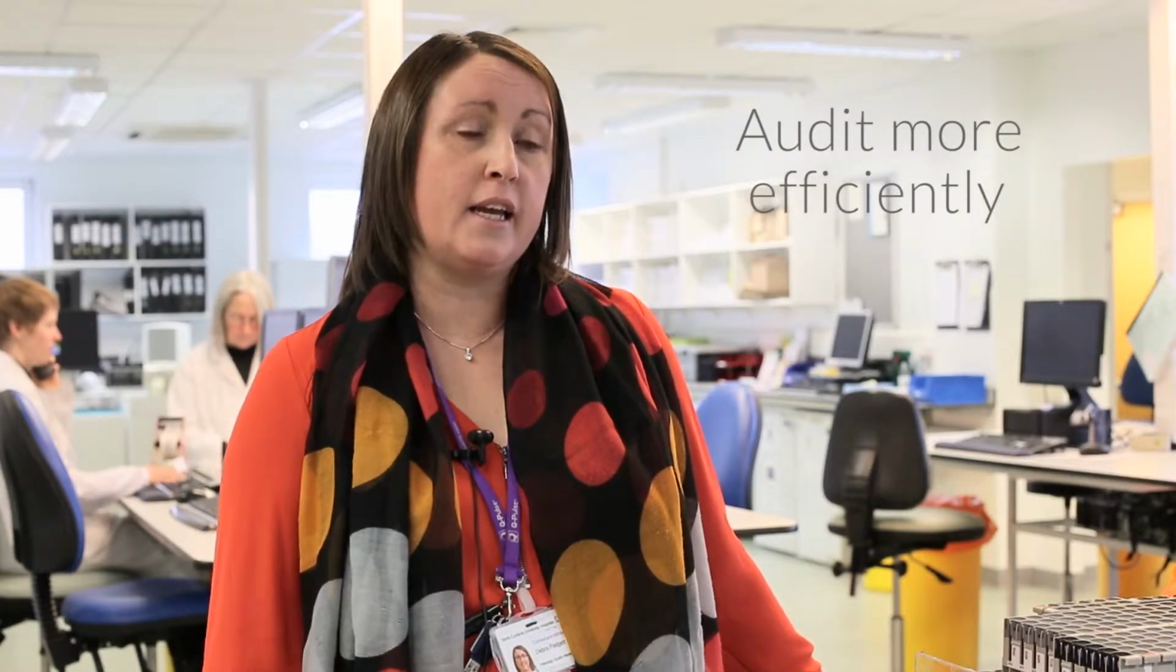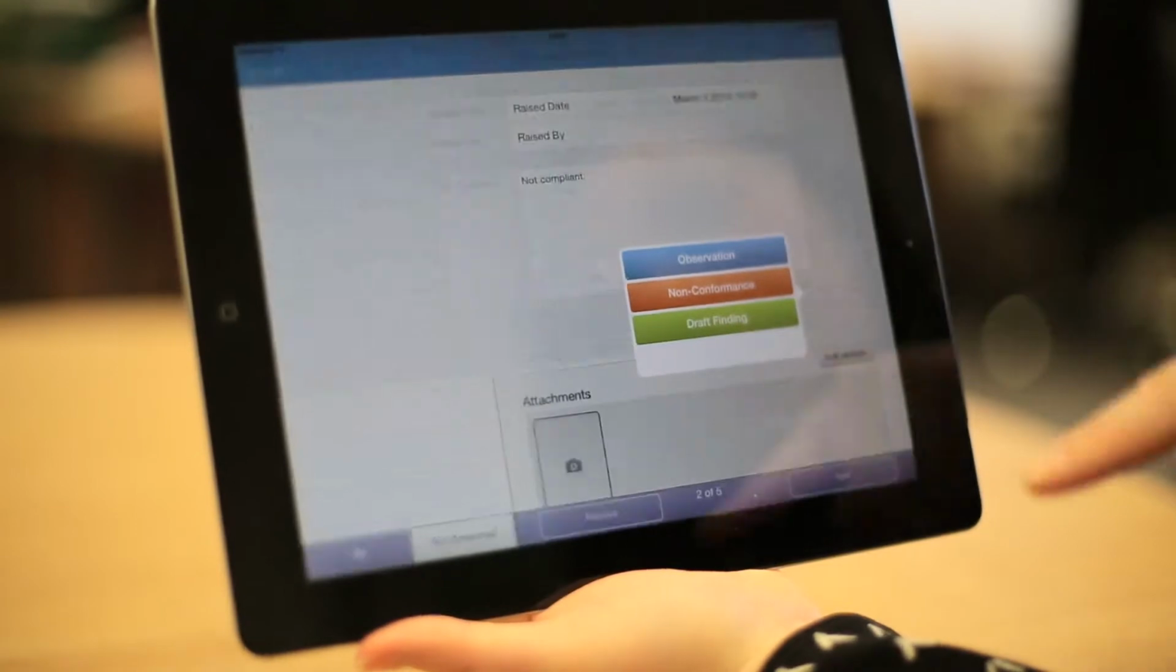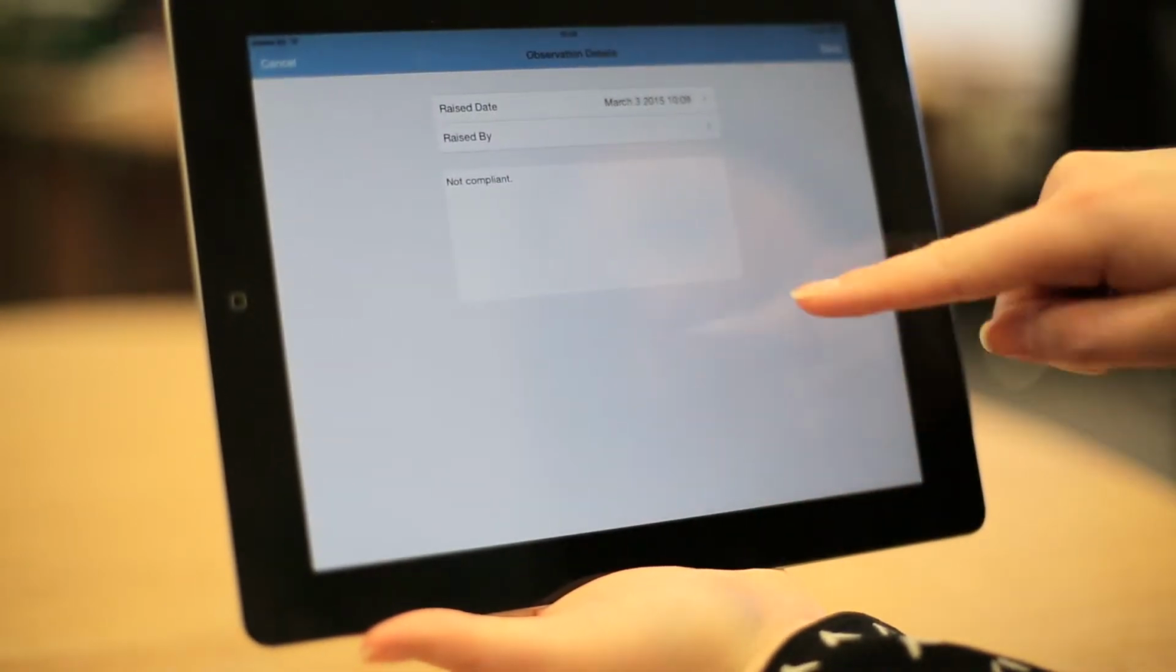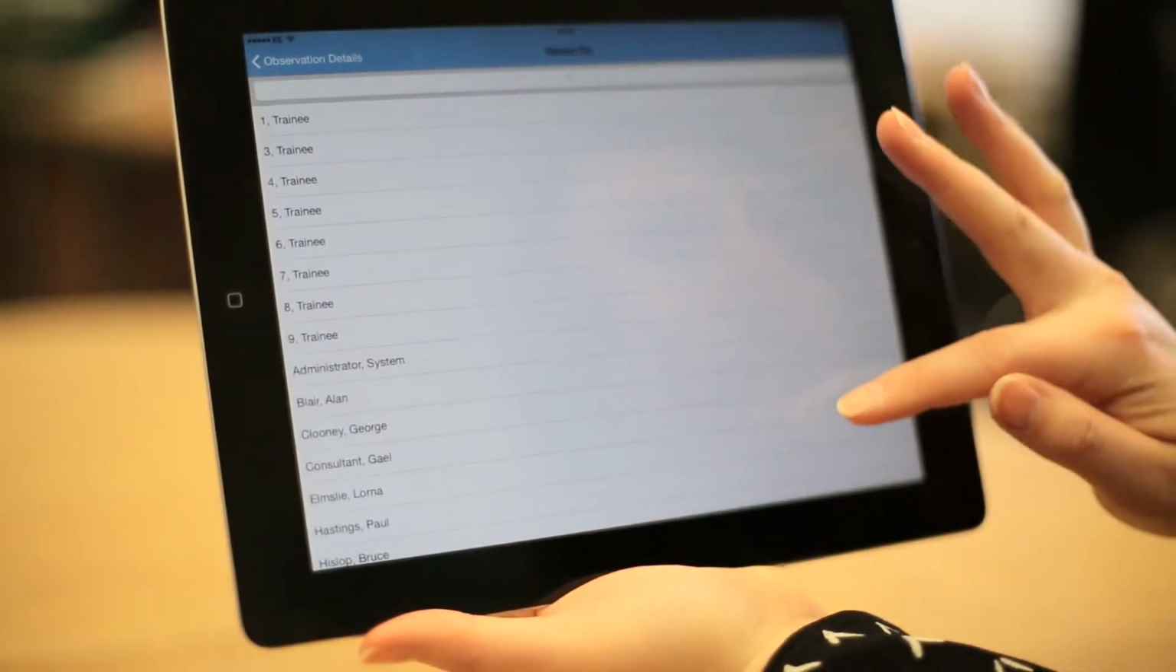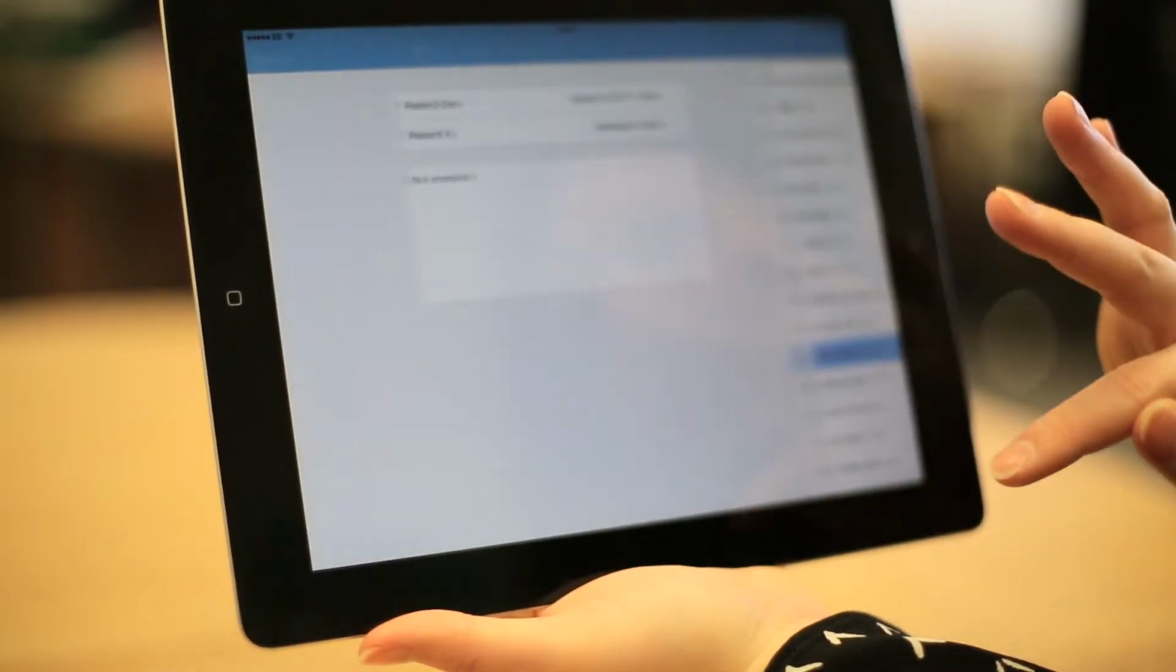Because it's freeing up such a huge amount of time to the department, being able to audit much more efficiently, it just allows people to get on with other tasks in the department as well. So keeping on top of the audit schedule has been invaluable, improving work efficiencies in lots of the other areas that we need to concentrate on.